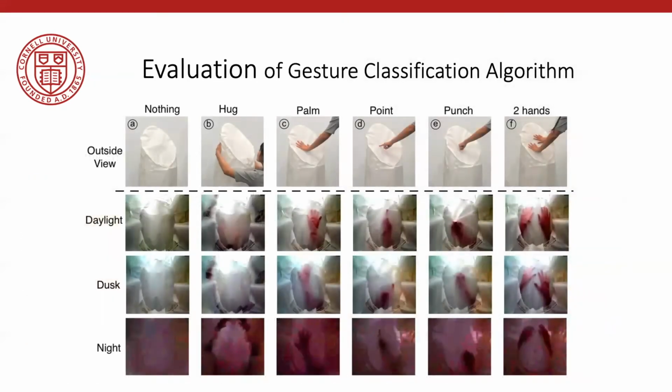We then quantitatively evaluated the performance of the gesture classification algorithm. We collected a total of 6,000 shadow images, capturing 6 different interaction gestures, including hug the robot, touch with the palm, point, punch, touch with 2 hands, and not touch. We collected them under 3 lighting conditions, daylight, dusk, and night, and we then split them into training and testing datasets, where we trained the network with the training dataset and evaluated the accuracy on the test set.